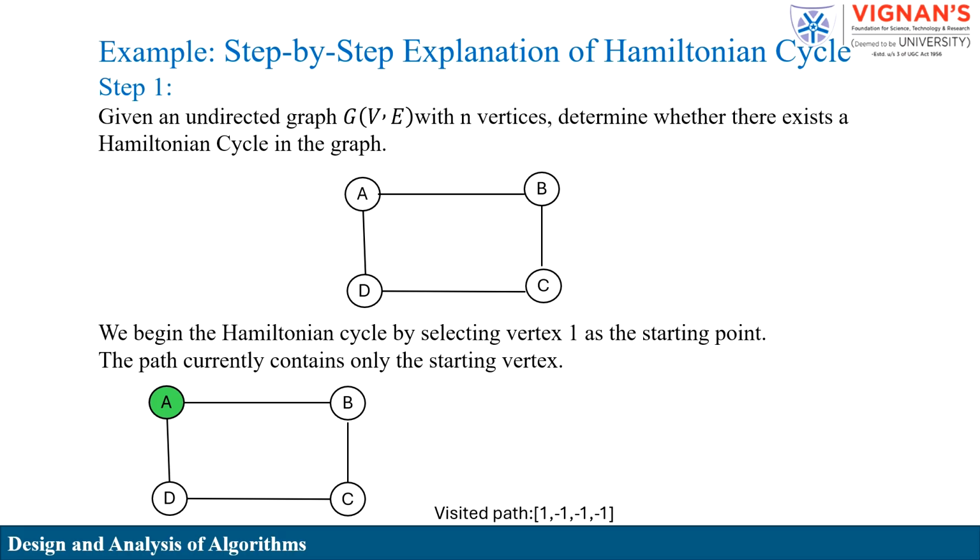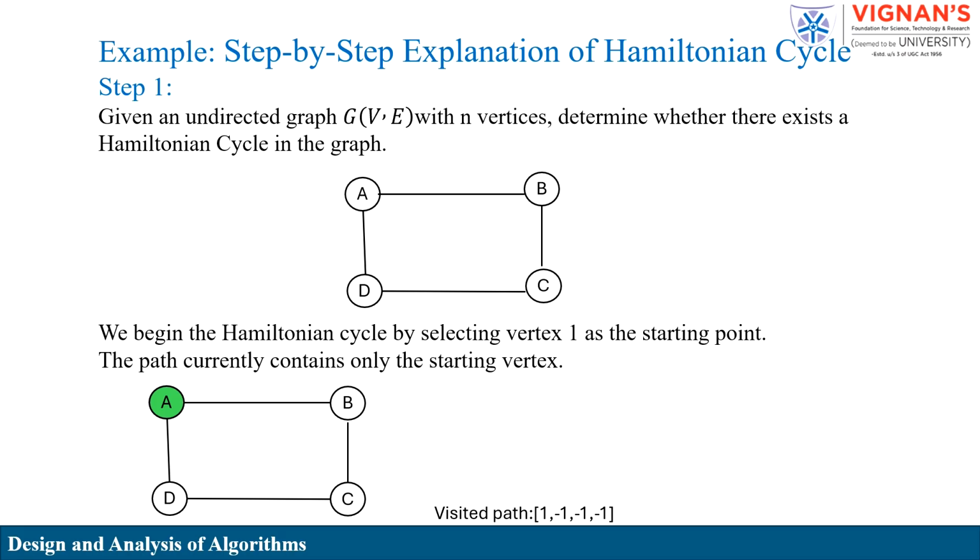The graph in the image shows 4 vertices labeled A, B, C, and D, with edges connecting them. Let's analyze it to check if a Hamiltonian cycle exists. We begin the Hamiltonian cycle process by selecting vertex A, denoted as vertex 1, as the starting point. In this step, the path currently contains only the starting vertex A. This is shown by the green coloring of vertex A in the diagram.